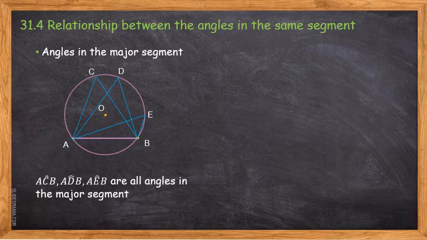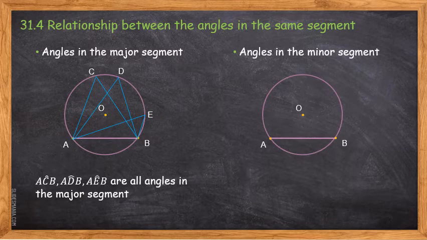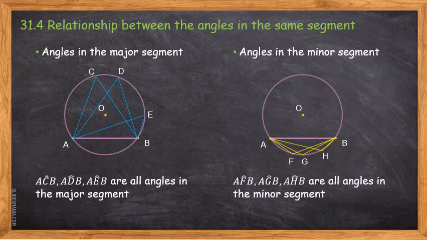Right. Then all of these angles ACD, ADB, AEB are all angles in the major segment. Then similarly we can consider angles in the minor segment. Minor segment is the smaller part of the circle. Then we can draw angles like this. Again the vertex is on the circumference of the circle. Then AFB, AGB, AHB all are angles in the minor segment.